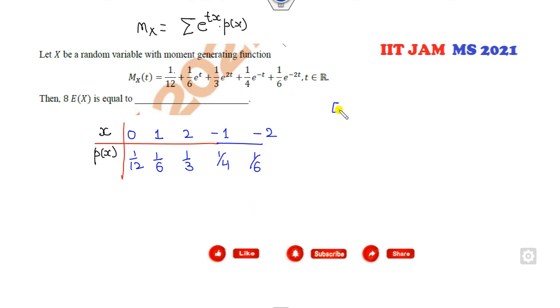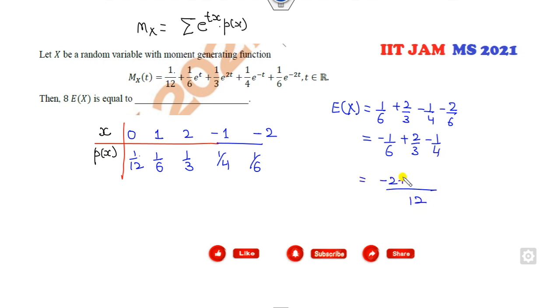And your target is to find the expected value. So this is 0, 1 over 6, 2 over 3, minus 1 over 4, minus 2 over 6. So you can see it's minus 1 over 6 plus 2 over 3 minus, so I can take 12 as the LCM, minus 2 plus 8 minus 3, so it's 1 over 6. So 1 over 6 into 8, 8 over 6, that's 1.33, which is the right answer of this problem.